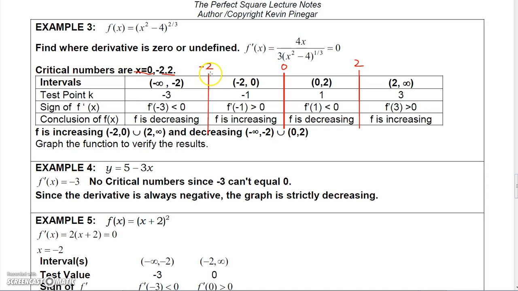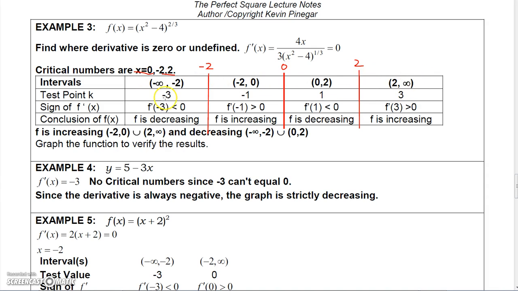So if you look at the table now, you'll see that I'm breaking the x-axis up into 4 intervals. At -2, it breaks it up to everything less than -2. And then I have 0, so I have everything between -2 and 0. And then I have 0 and 2 is the next critical number, so I've got everything from 0 to 2. And then the final one is everything from 2 to infinity.